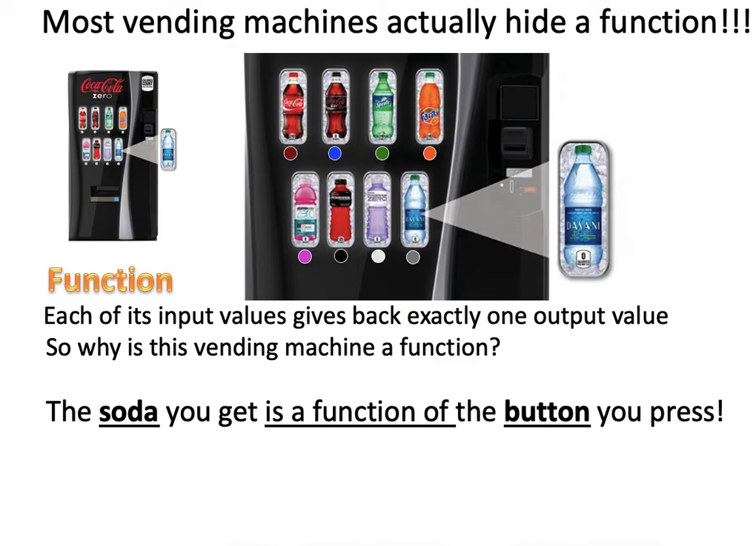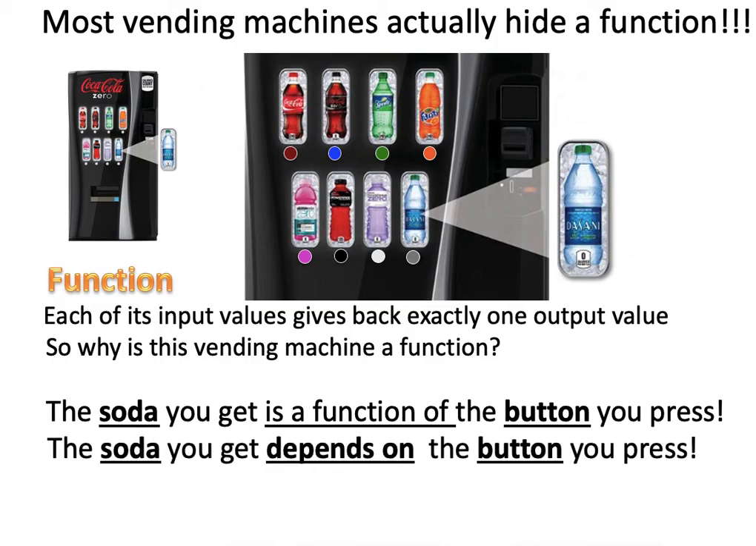Okay, this is important. Because it is a function, we can say that the soda you get is a function of the button you press. Okay, and I want you to write that down. The soda you get is a function of the button you press. And that never made sense to me. I've taken a lot of math classes, and I'm always like, what? The soda is a function of the button you press? So long ago, I decided to switch out "is a function of."